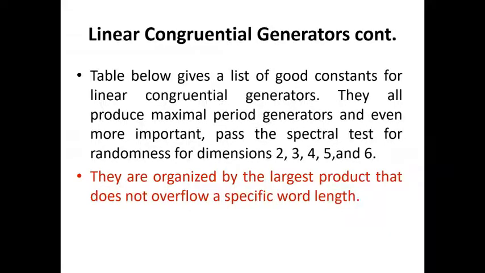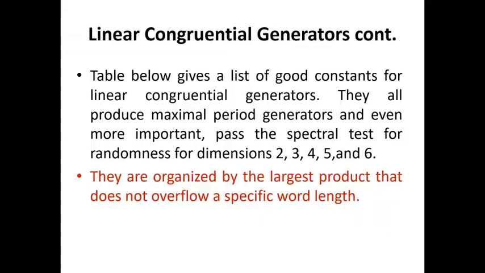what else do we need to know about LCGs? We have a nice table given by the author, Bruce Schneier. The sequences given in the table all generate maximal period generators, and they also pass the spectral test for randomness. So we have multiple tests available to check whether a given sequence is random or not. One among them is the spectral test, and this spectral test of randomness is passed by most of these generators, which will be shown in the table.